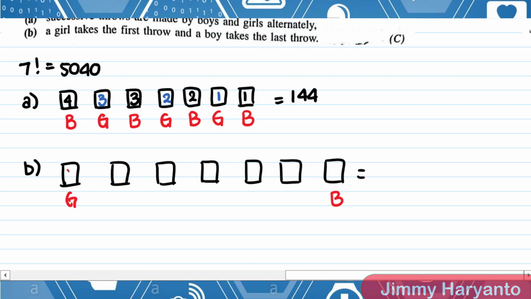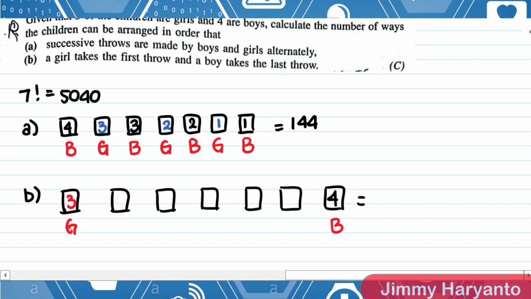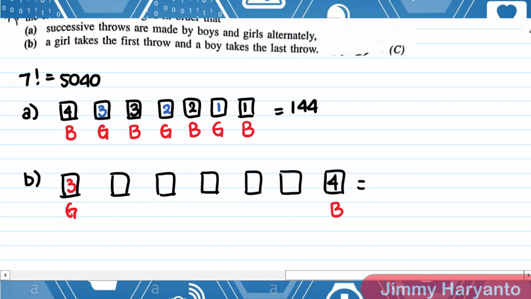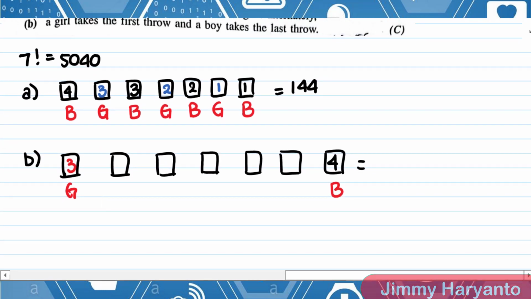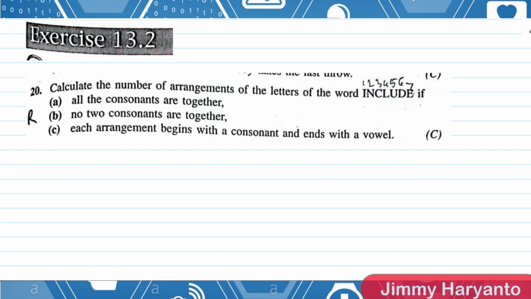Okay, so for the girl we have 3, right? And for the boys we have 4. So 3 and 4 at the beginning and at the end, and then for the rest of them there will be no restriction, right? No restriction means we have how many left? 5 children left. That means 5, 4, 3, 2, 1. Okay, and then calculate it: 3 times 5 times 4 times 3 times 2 times 4 equals 1440 ways.